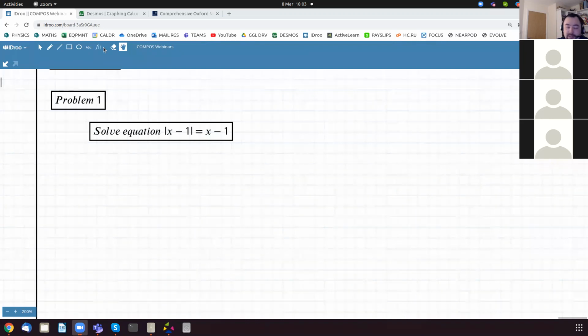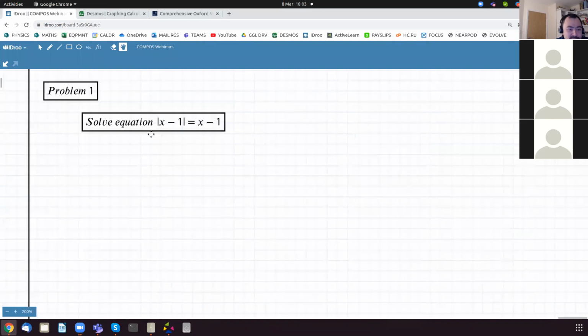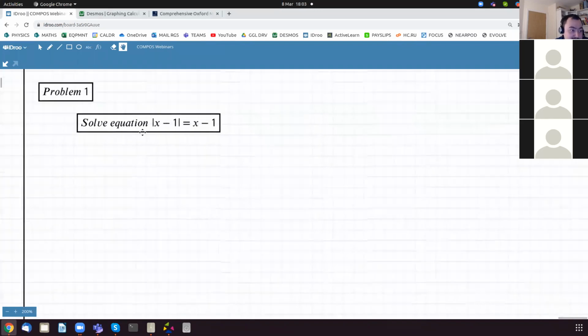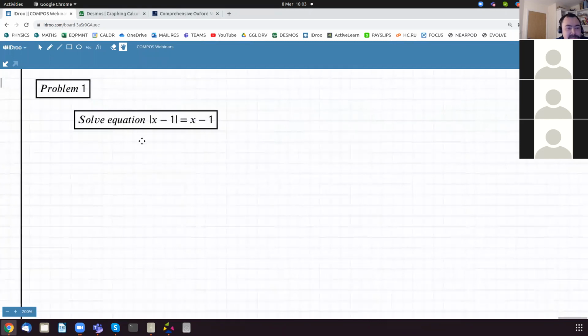So the first equation: solve the equation modulus of x minus 1 equals x minus 1. Well, how do you even approach this? It seems very easy, and it is quite easy. But how do you start? Well, you might know the properties of the modulus. The modulus can either be positive or negative. So that could be a starting point.